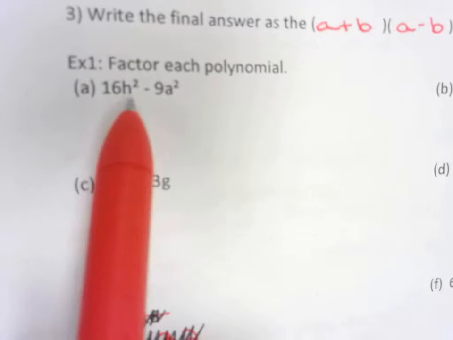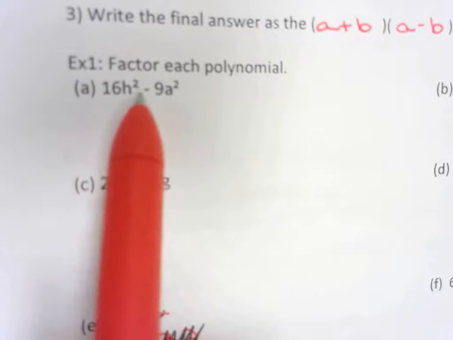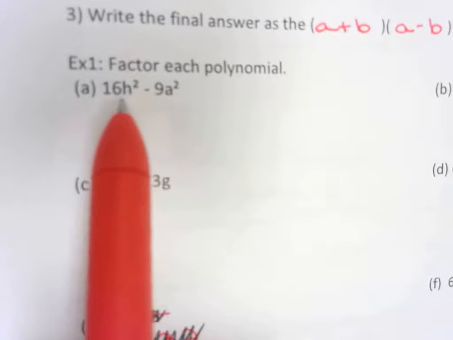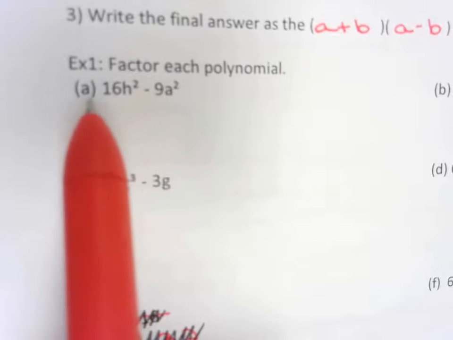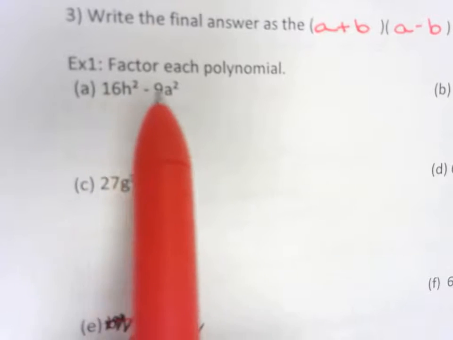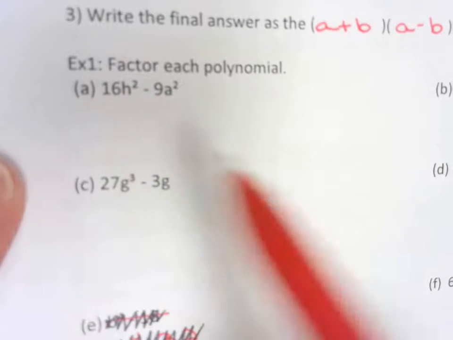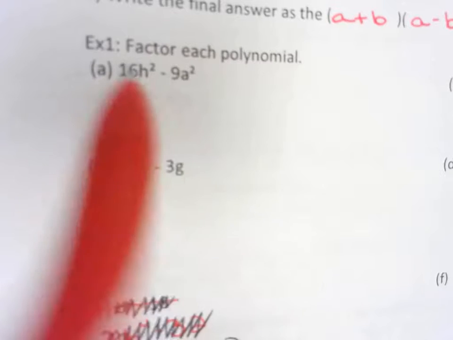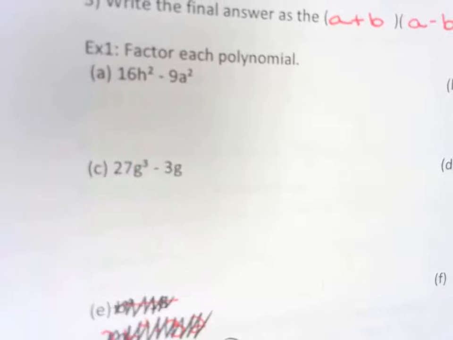So now I want to look and say, okay, it is a binomial. It's subtraction, so I have the difference part taken care of. Can I write each term as something squared? Is each term a perfect square? Because it has to be a difference, has to be subtraction, two things squared.